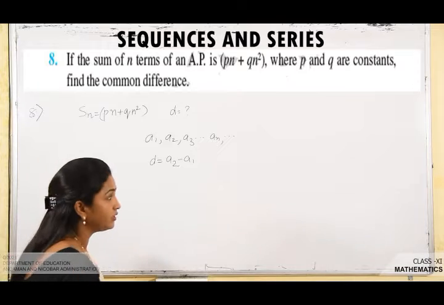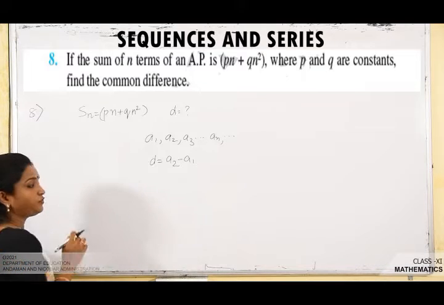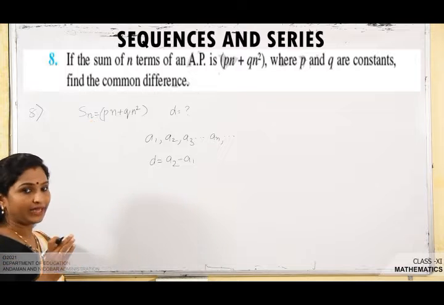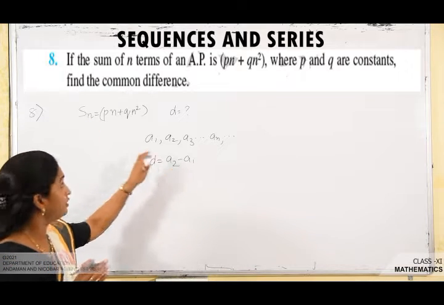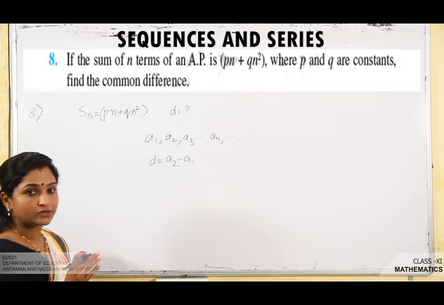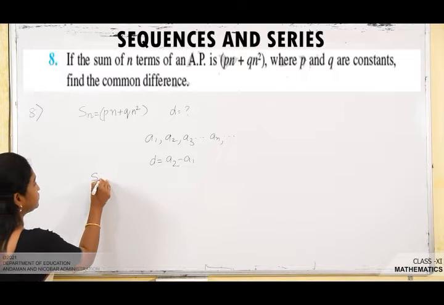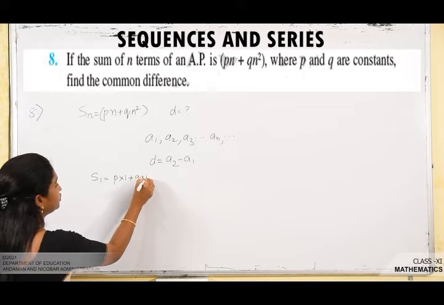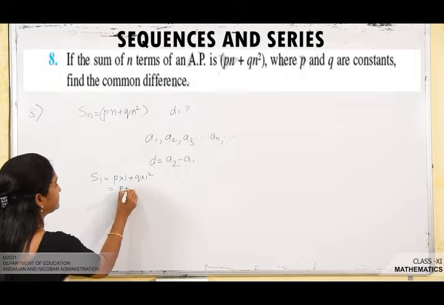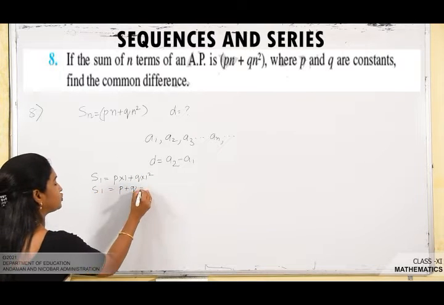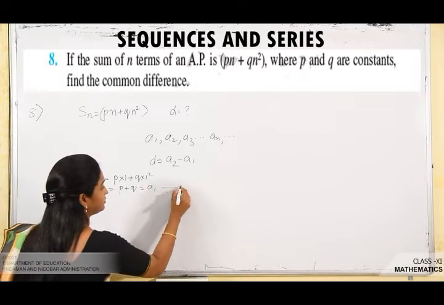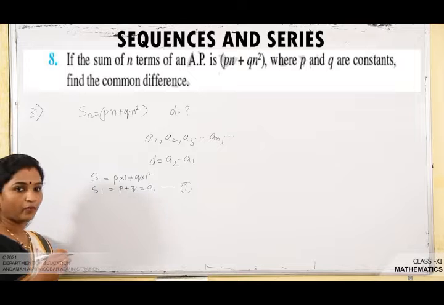Now how to proceed here? We have to first find S1, means when you find A1, you have to put in place of n as 1. So you are getting S1 is equal to P into 1 plus Q into 1 square, which is P plus Q, and this is actually your A1 only, the first term only, right? You can name it as equation number 1.